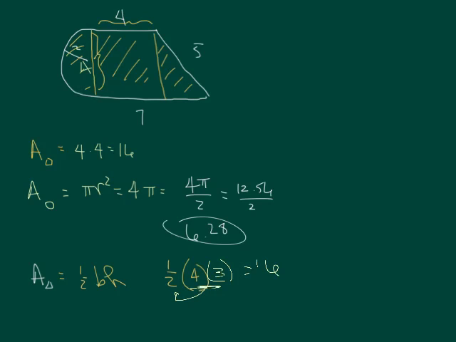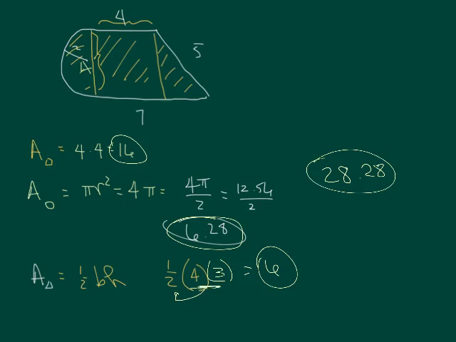So we're going to take 4 times 3 is 12, and then take half of that, and that gives me 6. So my area of my triangle, area of my half circle, area of my rectangle, if I add all those up, I get 28.28, and that ends up being the area of that object.